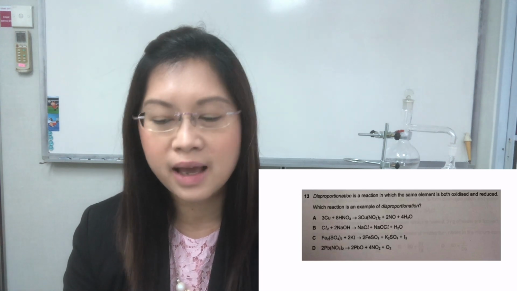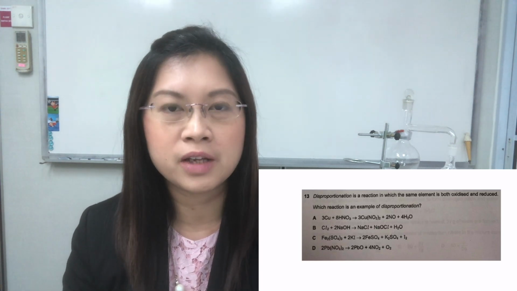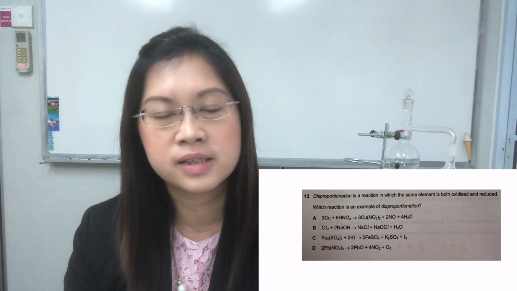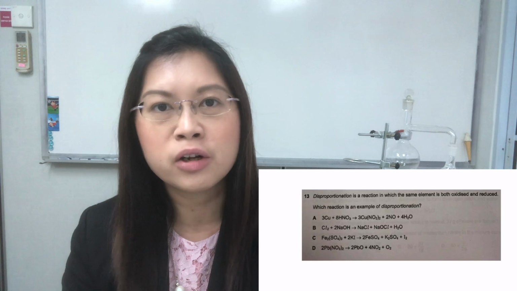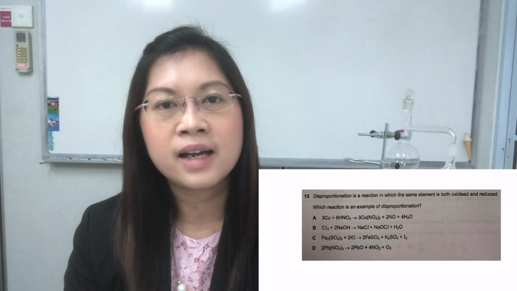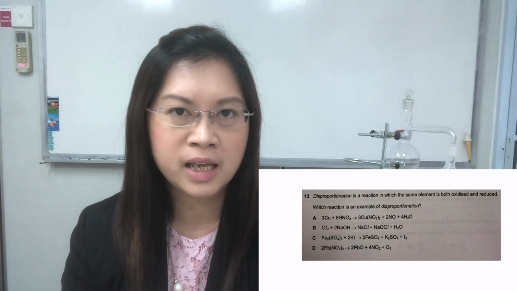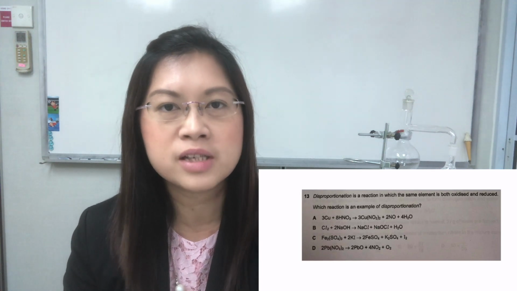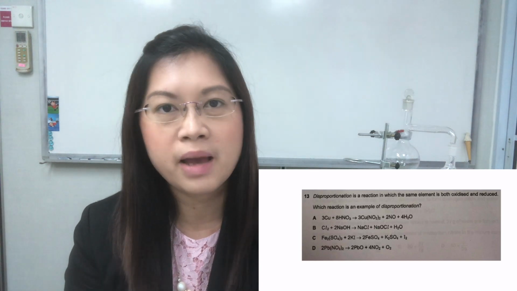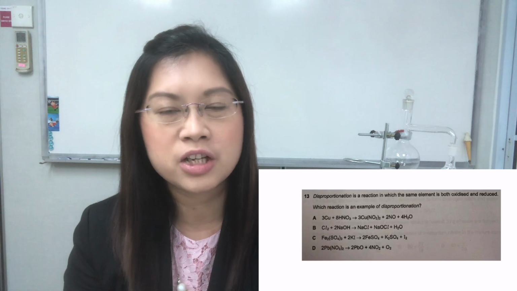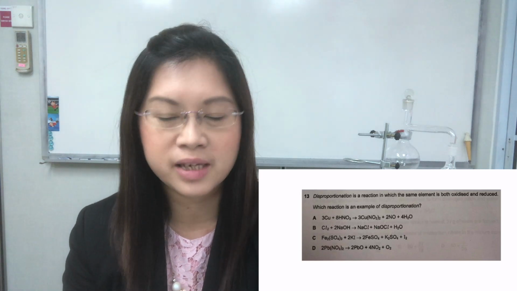Okay, now first of all, disproportionation is actually a redox reaction whereby the same element undergoes both oxidation and reduction. Now this is pretty unusual because in the usual redox reaction, each element either undergoes reduction or oxidation. So in a disproportionation, just one element, the same element, undergoes both reduction and oxidation at the same time.